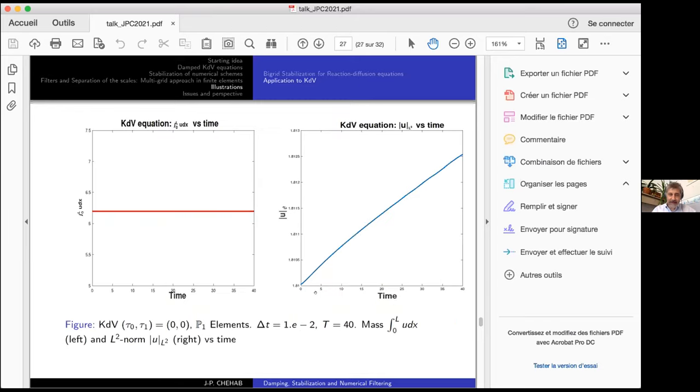And now apply it. If I take tau 0, tau 1 equal to 0, 0, that means that I have no damping. And I look at the first two invariants of the KdV equation, namely the mass and the L2 norm. I see that the mass doesn't change and the L2 norm doesn't change either. If you look at the scale, it doesn't change. That's okay for a long time interval.